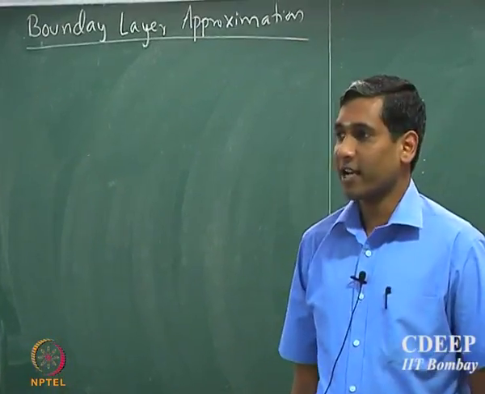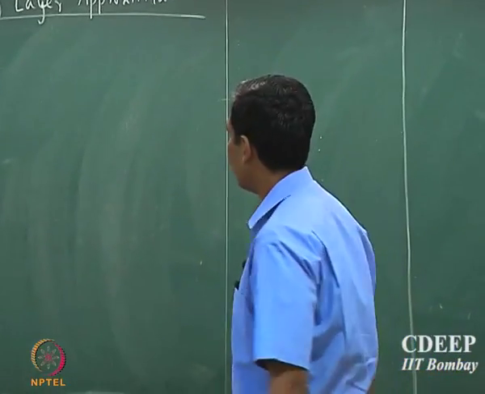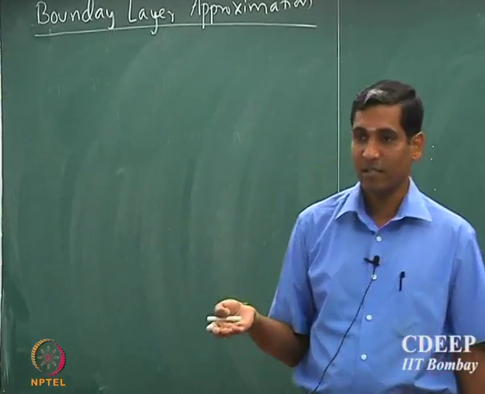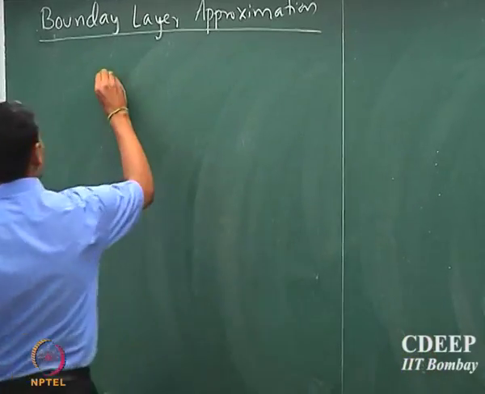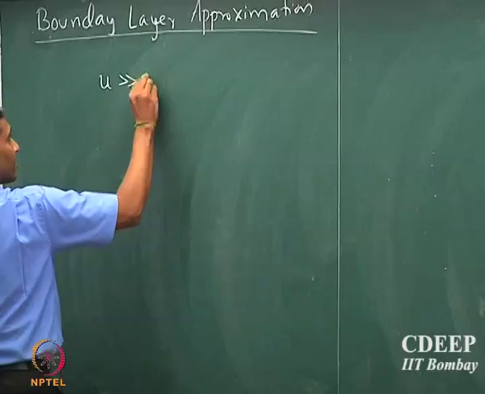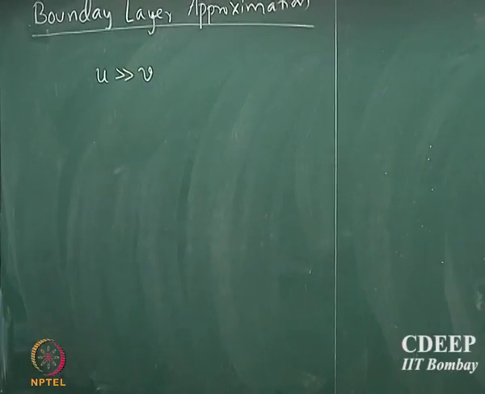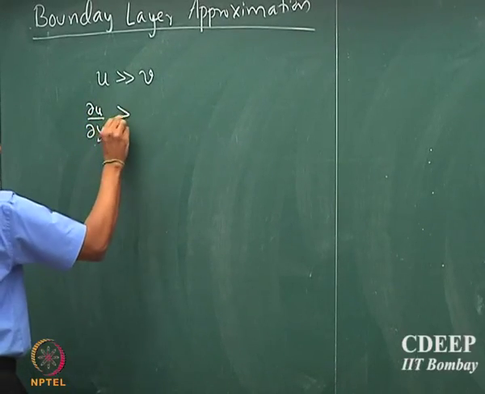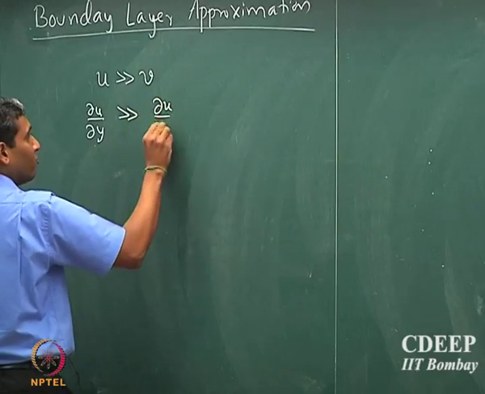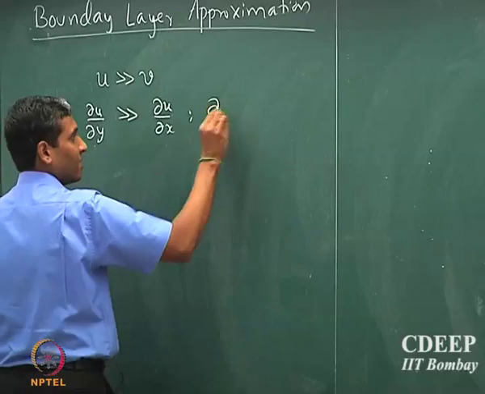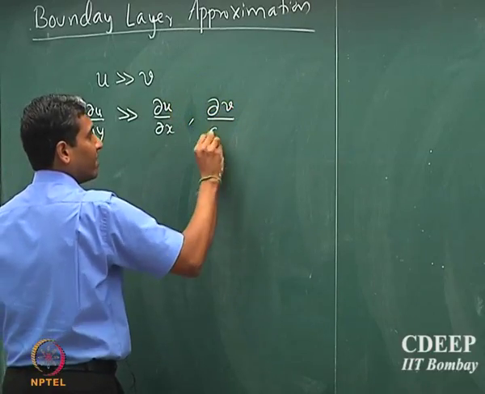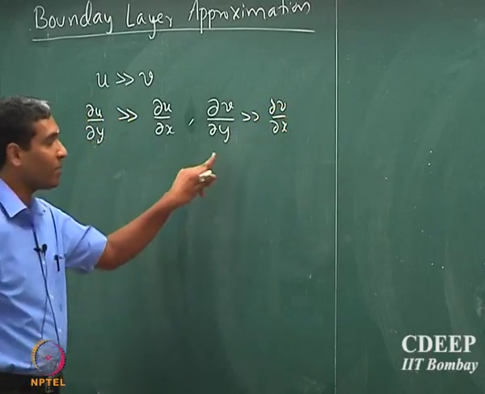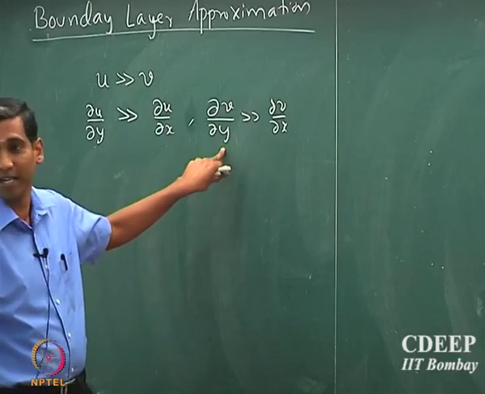So we stopped in the last lecture by looking at the gradients in the boundary layer. We introduced the boundary layer approximation, where we said that the x component velocity is much larger than the y component velocity, and that du by dy is larger than du by dx, and dv by dy is larger than dv by dx. Note that I made a typo. This should be y and not x.